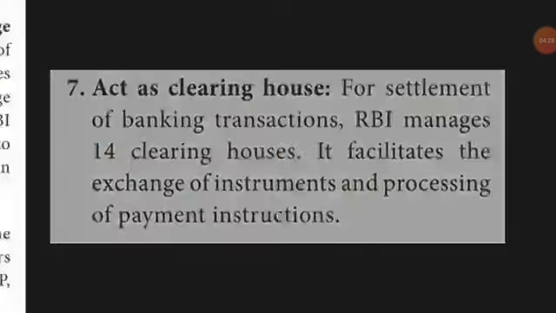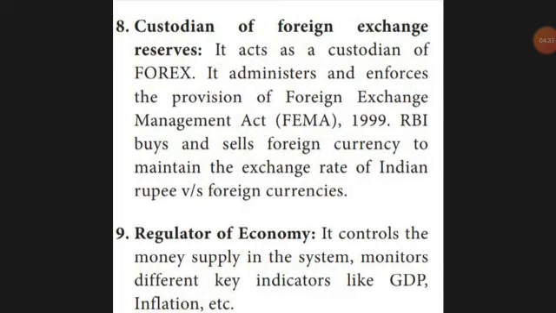Next, custodian of foreign exchange, that is FOREX. Under the Foreign Exchange Management Act, FEMA, RBI buys and sells foreign currency to maintain the rate of Indian rupees versus foreign countries. For example, the dollar rate is equal to 76 rupees of Indian value. One dollar is equal to 76 or 80 rupees. You can say it changes daily. So to maintain that, the government of India buys and sells foreign currencies.